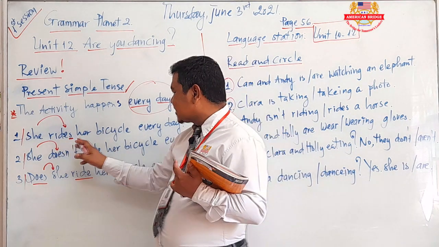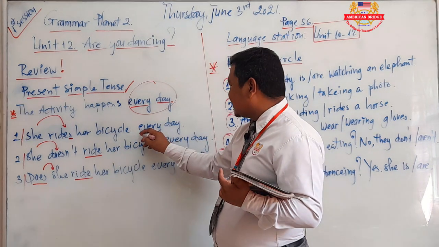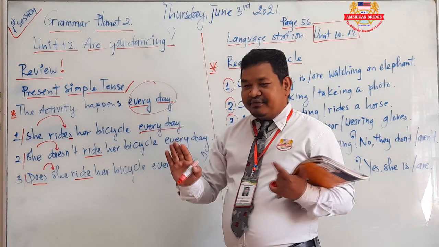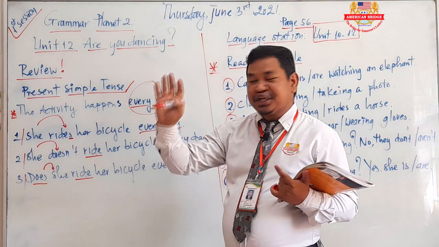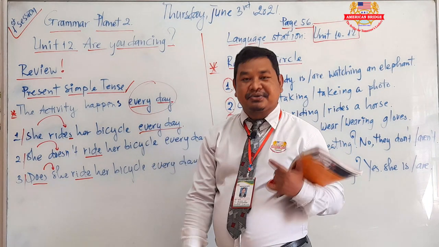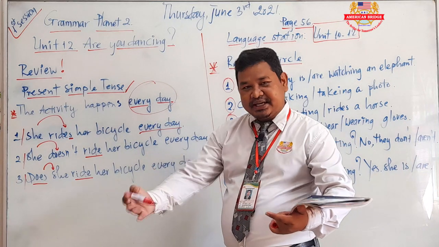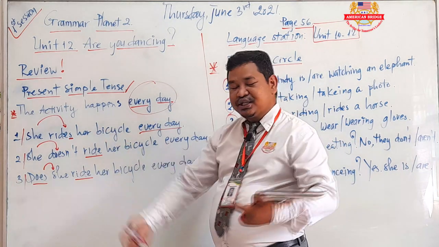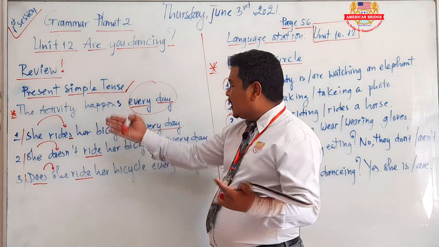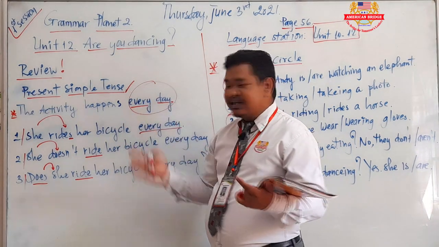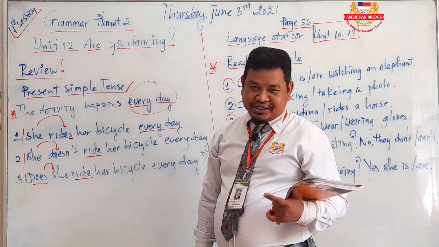So she rides her bicycle every day. Can you see the words every day? When she gets up in the morning, she goes to school, and she rides her bicycle every day. This is daily routine, daily activities, or a permanent situation, or something that happens every day, meaning that you use the present simple tense.